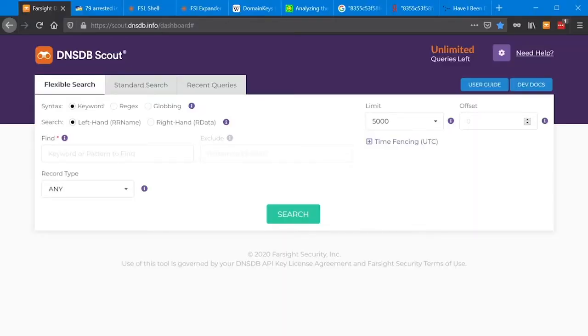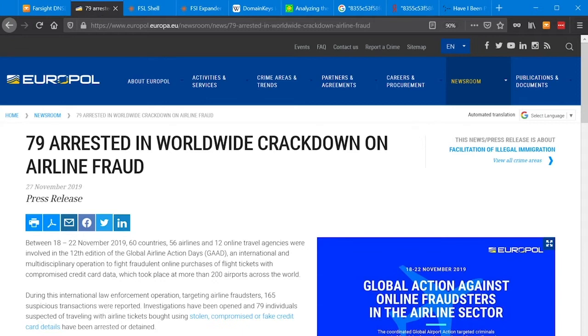Today, we will walk through several interesting use cases together. We will be using DNSDB Scout with flexible search, the functionality we recently announced on 20th of October 2020. And the first use case would be us being law enforcement officers trying to tackle and investigate airline fraud.